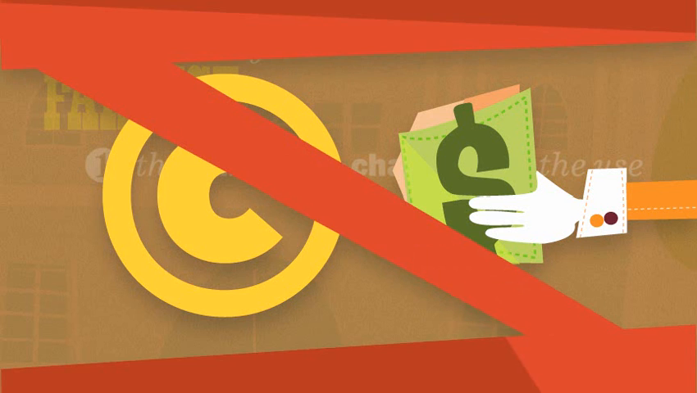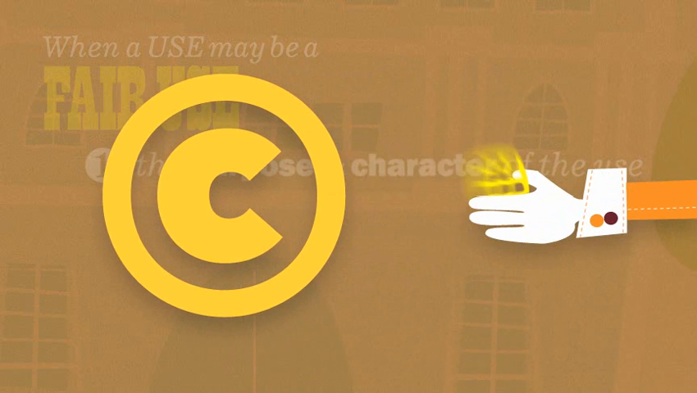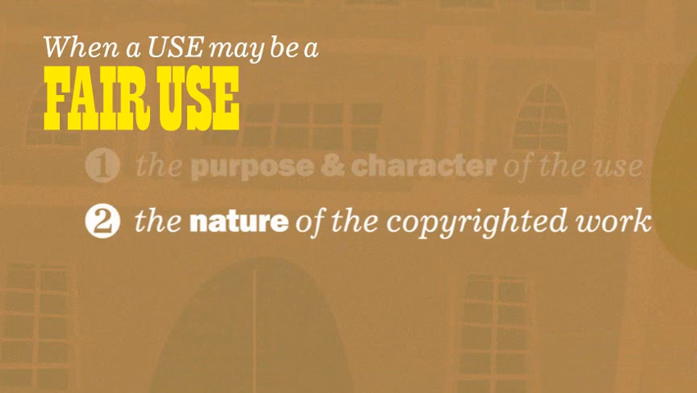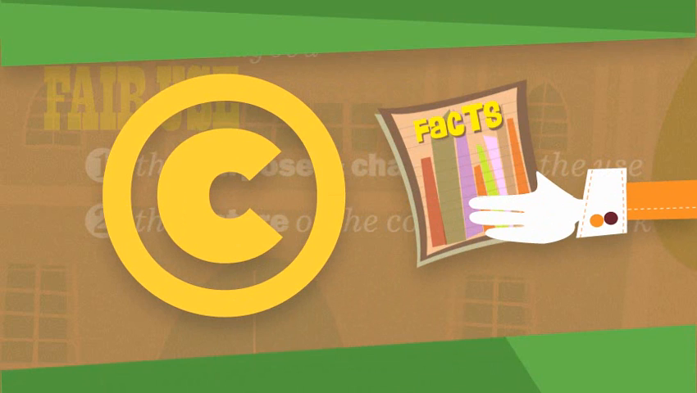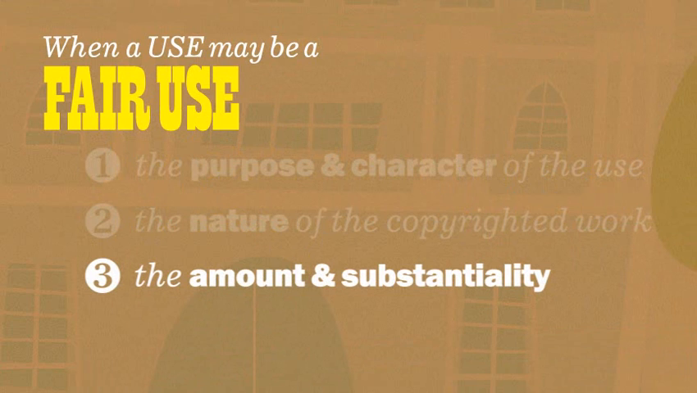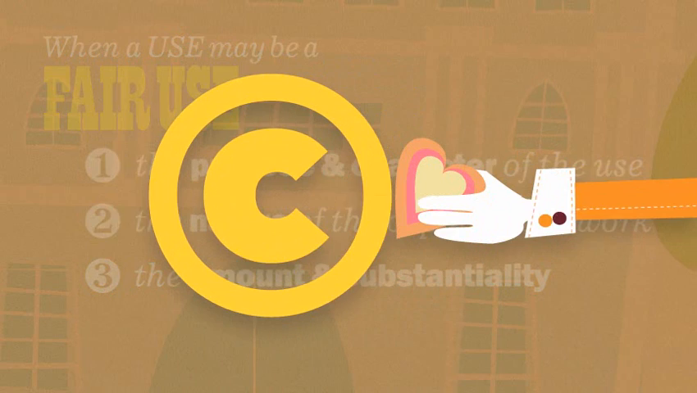If it transforms the original, such as analyzing or criticizing the work rather than just copying it, it is more likely to be a fair use. Next is the nature of the copyrighted work. For instance, the use of a purely factual work is more likely to be fair use than the use of a creative work. Third, the more of the work that is used, the less likely it is to be a fair use. Even a small portion may be too much if what is used is the heart of the work.